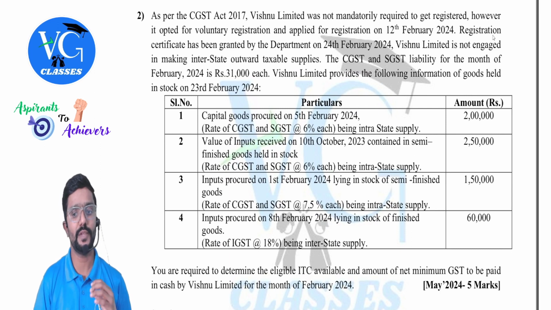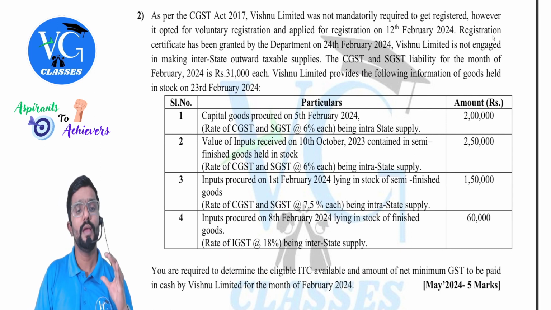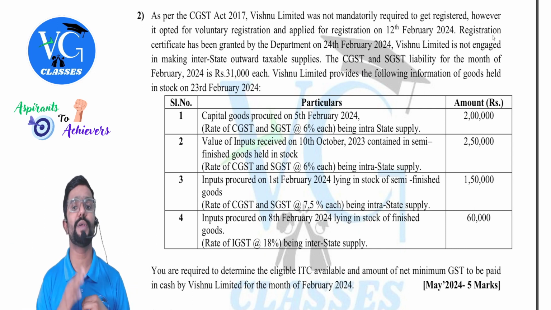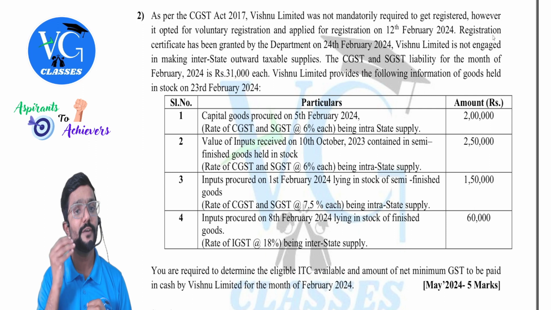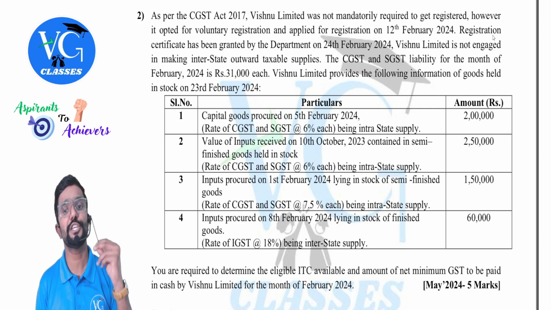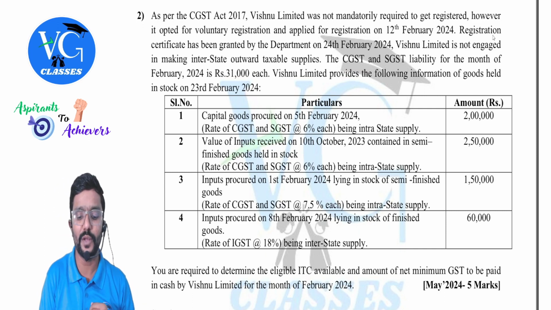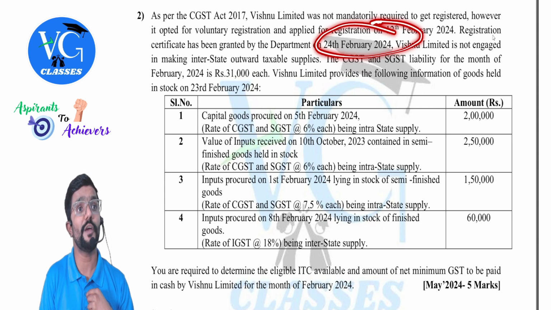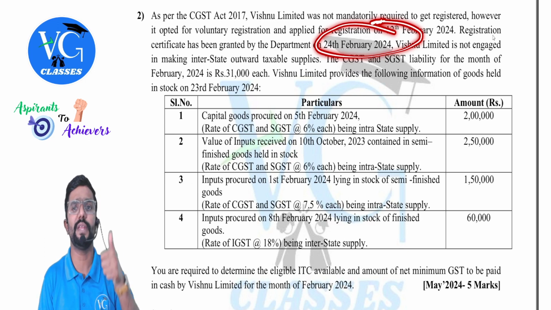Coming to the second one, again a 5 marks question asked in the exam. As per CGST Act 2017, Vishnu Limited was not mandatorily required to get registered. However, it opted for voluntary registration and applied for registration on 12th February 2024. The registration certificate was granted by the department on 24th February 2024. What is the effective date of registration? 24th February 2024.